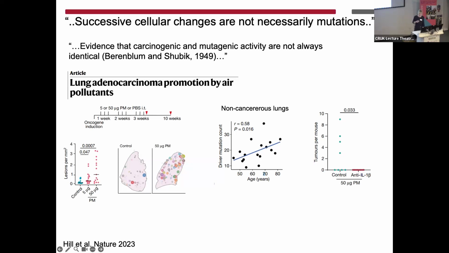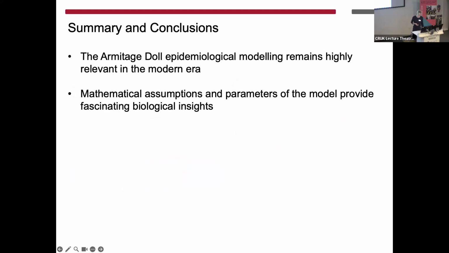And this paper fascinates me because it's a really clear example of a carcinogen working via a non-mutagenic process. And again, when I read the Armitage-Doll suggestion that successive cellular changes are not necessarily mutations, I thought it was amazing that they could say that 70 years ago. And we're realizing how right they were today.